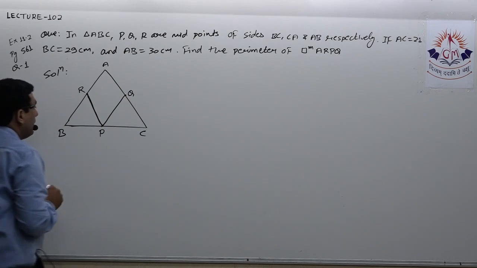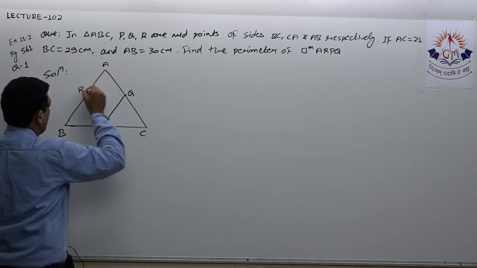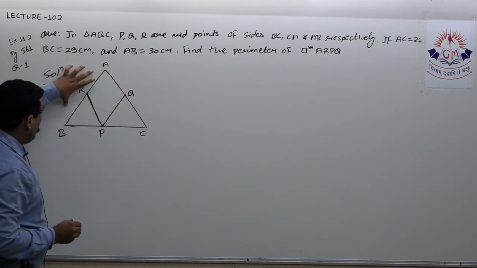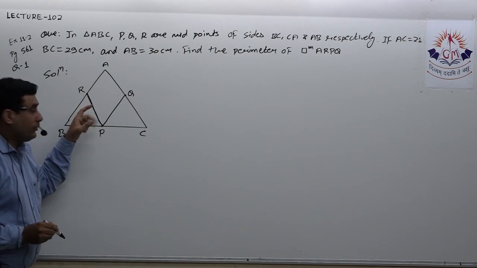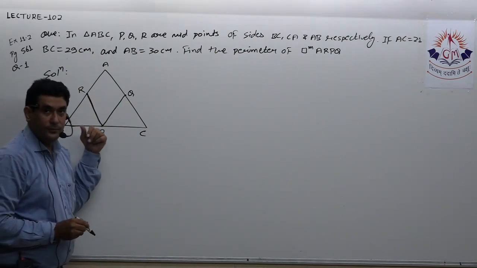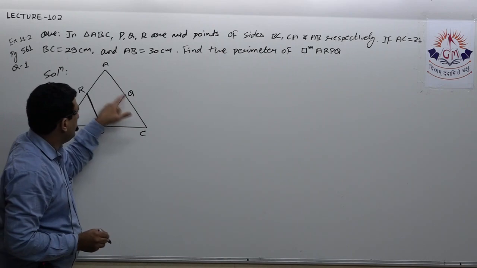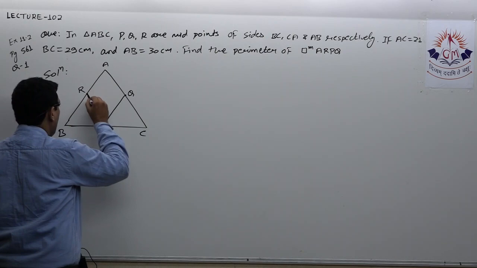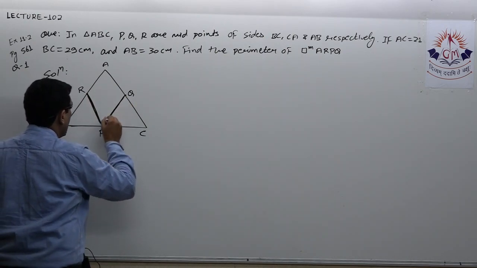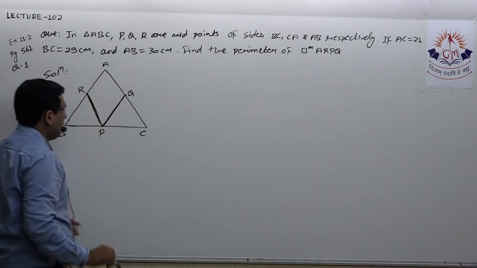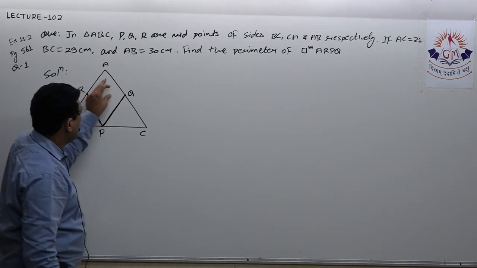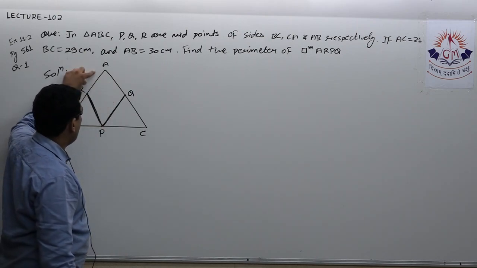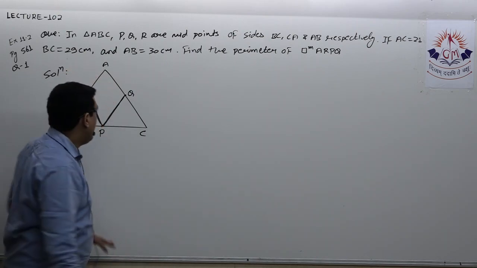To get the perimeter of this, what do I actually need? The lengths of AR, RP, PQ and AQ. AB is given and R is the midpoint, so obviously AR will be half of AB. Similarly, AC is given, Q is the midpoint, so AQ will be half of AC. Now we have to find the measure of RP and PQ. As it is a parallelogram, RP is equal to AQ, since opposite sides of a parallelogram are equal, and PQ is equal to AR, again opposite sides of the parallelogram.